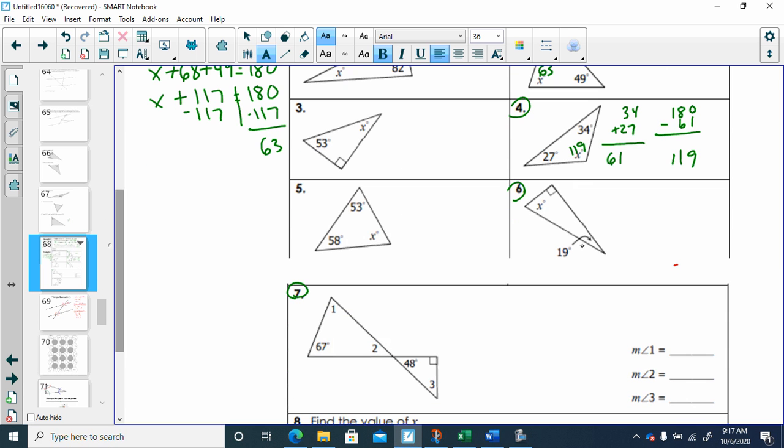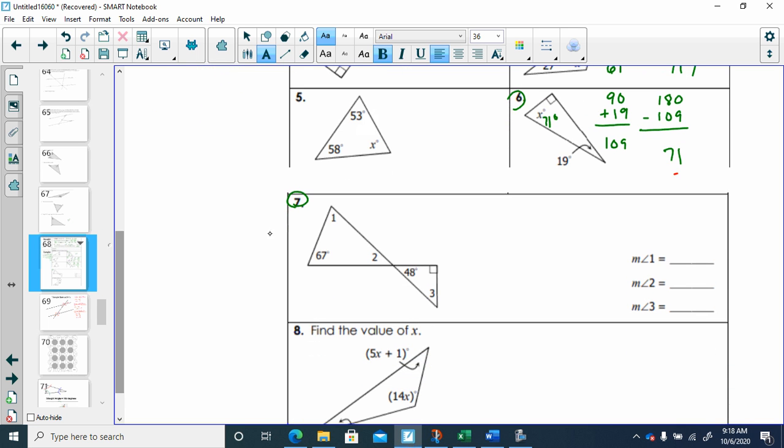On this one, this angle is 90 degrees. When you have a box, it's 90 degrees. So we say 90 plus 19. In your calculator, 90 plus 19 gives you 109. I would say 180 minus 109, and I would get 71. That would be 71 degrees.